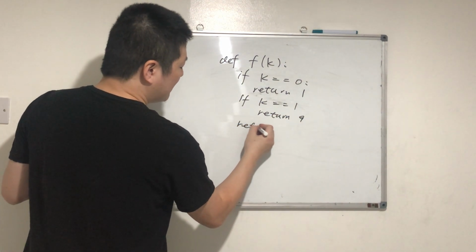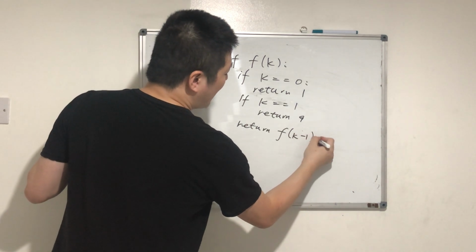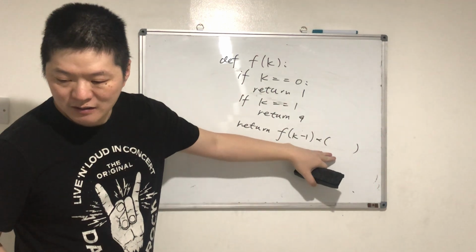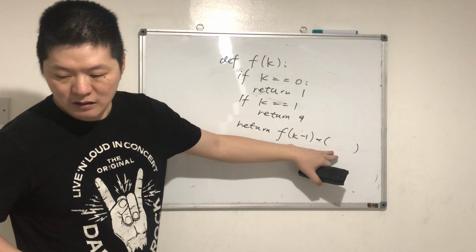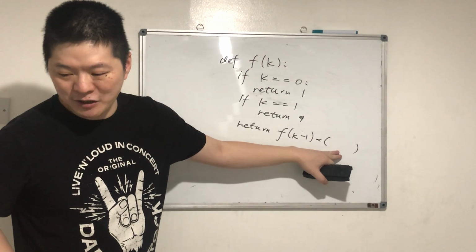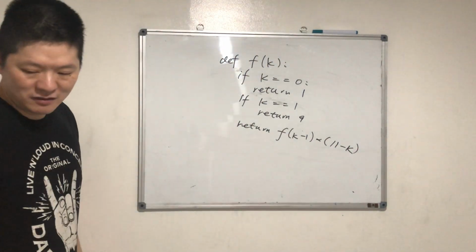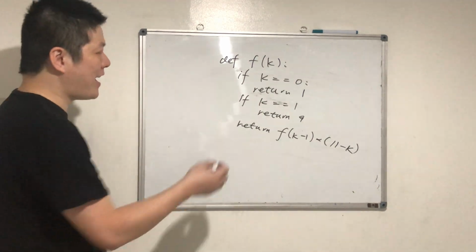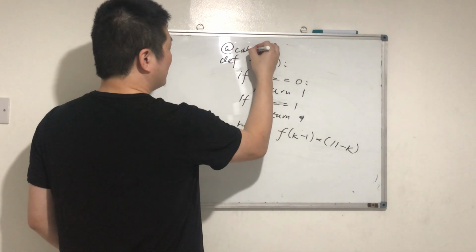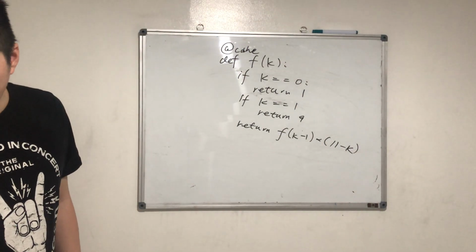Then return f(k minus 1) times what? The one I asked you, two numbers. 11 minus k. What's missing here? Cache, okay? Not column. Cache, to save the values, to memorize the value, okay?